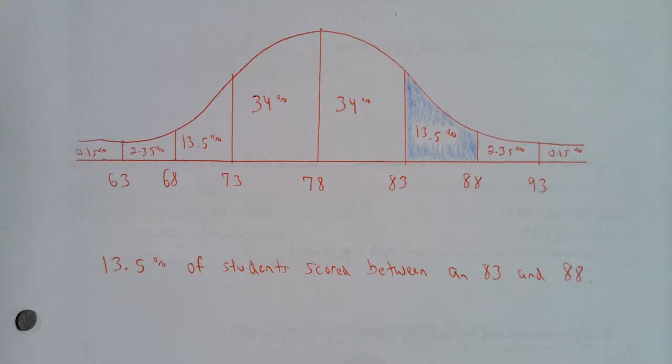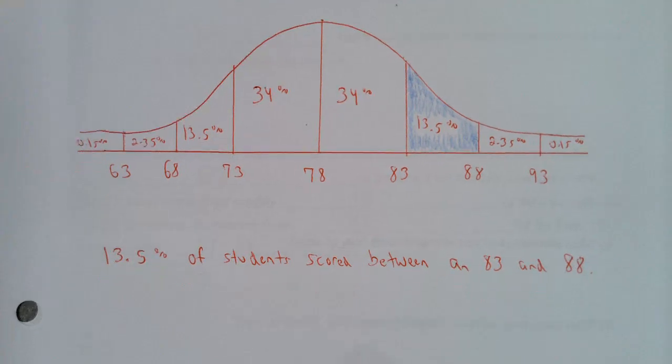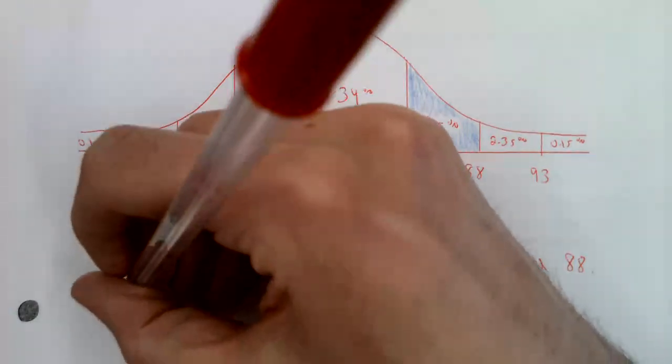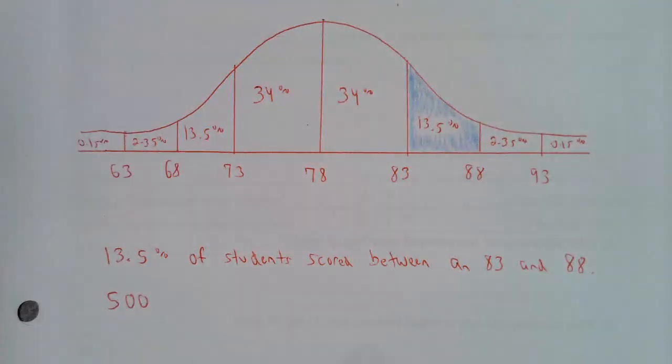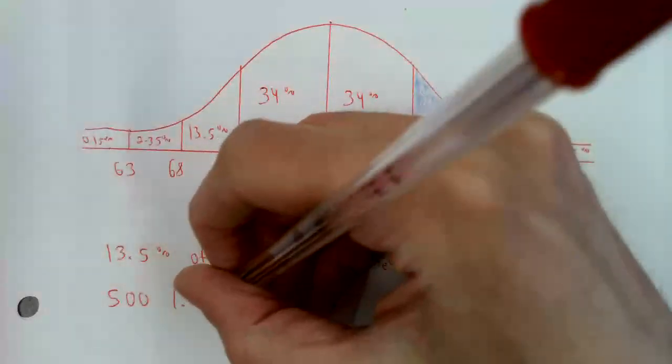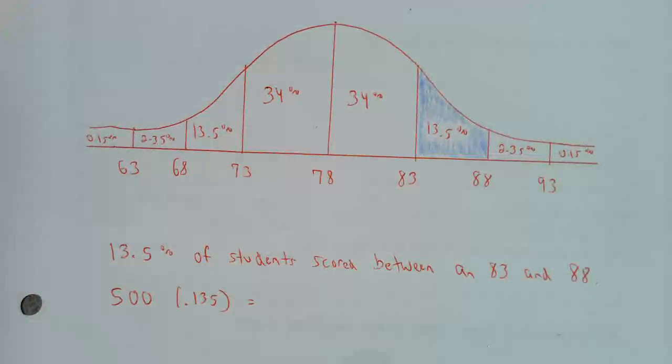So what I'm going to do is take 500 because there's 500 students that took the exam. And I'm going to multiply that by 13.5%. But again, you're not going to do times 13.5. You're going to do times 0.135 because you have to divide it by 100. If you don't do that, you're going to get a really big answer like 6,750. That makes no sense because there's only 500 students that took the exam.